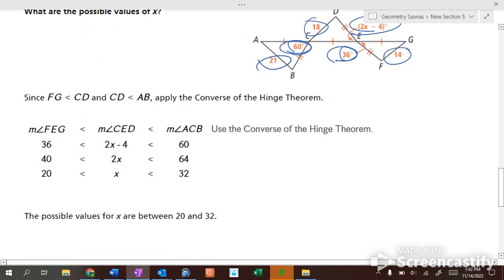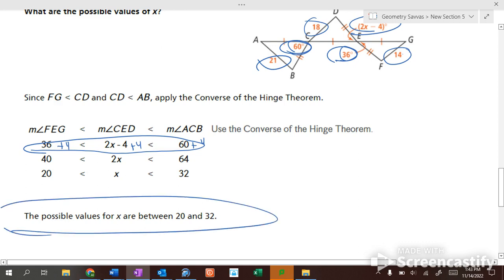Since it's in between, we write a three-way inequality. And we solve it. To solve a three-way inequality, whatever you do to the middle, you do to all three parts. Add 4, add 4, add 4. 40 is less than 2x, which is less than 64. So x is in between 20 and 32. All right.